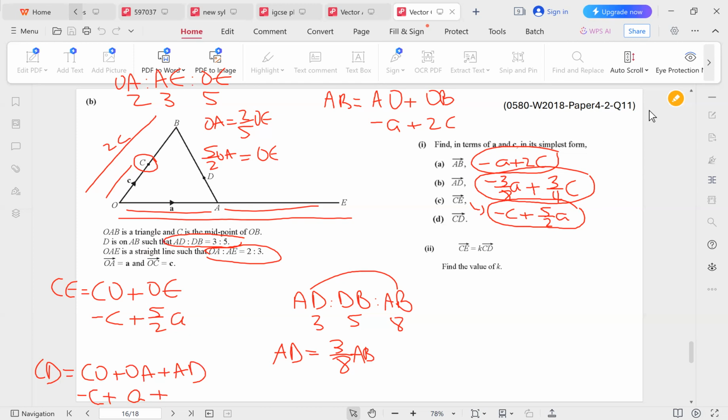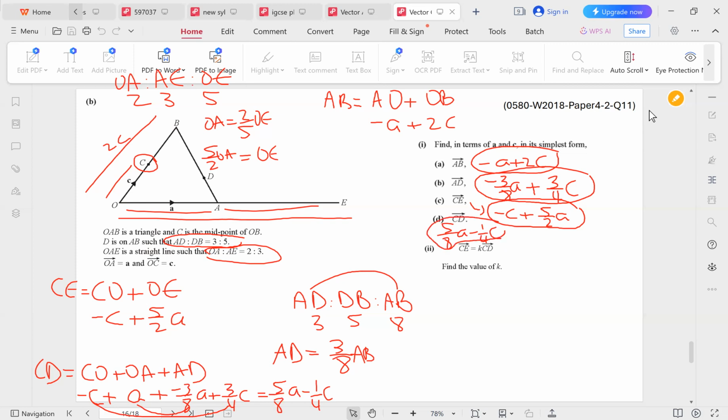So this is negative 3 over 8A plus 3 over 4C. And you can simplify. So A and negative 3 over 8A, you get 5 over 8A. Negative C and 3 over 4C, you get minus 1 over 4C. So the answer to question D would be 5 over 8A minus 1 over 4C. This is the fourth answer.